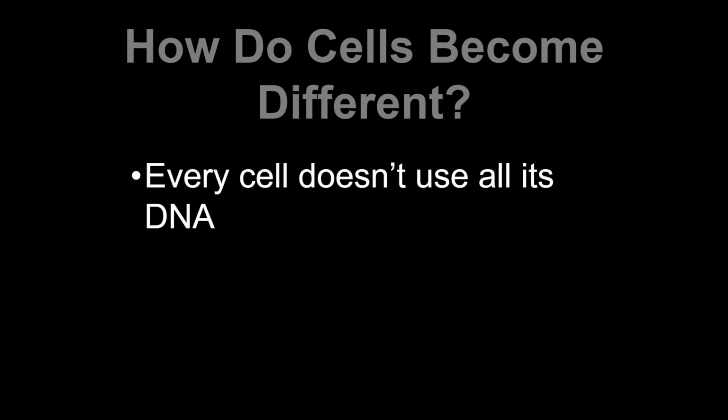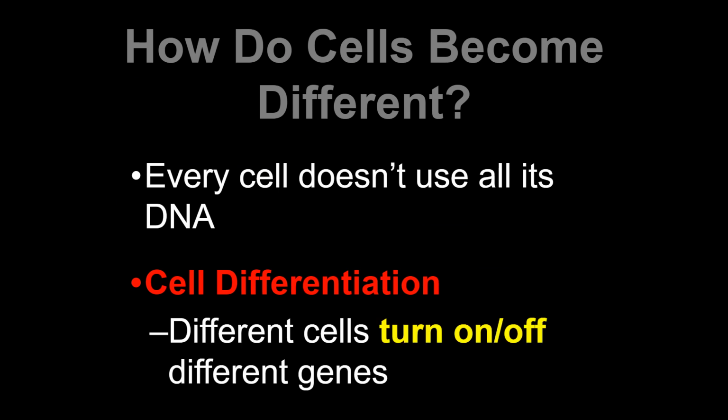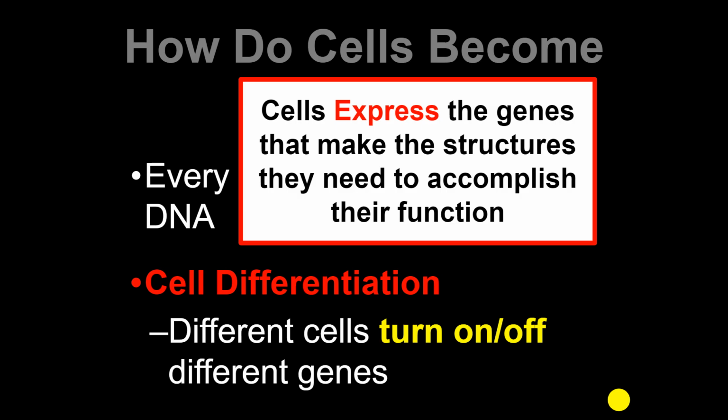The answer is that every cell doesn't use all of its DNA. A process called cell differentiation, meaning how cells become different, occurs where different cells turn on and off the different genes that they need. Another way to say that is cells are going to express the genes that make the structures they need to accomplish their function.